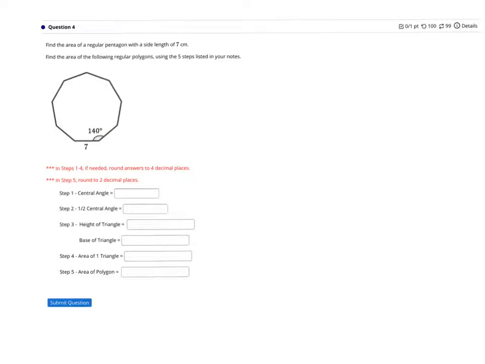Okay, let's take a look at the area of regular polygons worksheet, and this is number 4. In order to find the area of this regular polygon, the first thing we need to do is find the number of sides. If we do that and count, we have 1, 2, 3, 4, 5, 6, 7, 8, 9 sides. Because we have 9 sides, I can now do step 1 to find the central angle by doing 360 divided by 9, and that's going to give me 40 degrees.